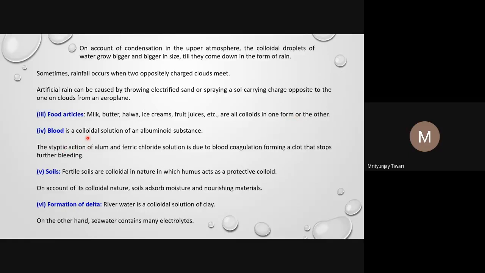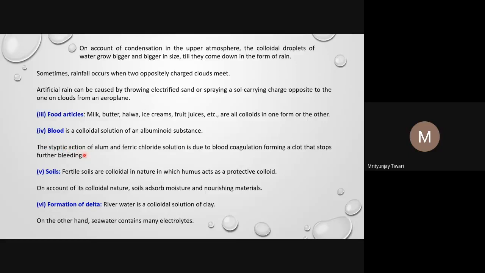Blood is also a colloidal solution. Blood is a colloidal solution of an albuminoid substance. Substances like albumin protein one can call albuminoid substances. Albumin protein forms a colloidal solution, and so blood is a colloidal solution. The septic action of alum or ferric chloride solution is due to the coagulation of the blood. Septic action means it stops bleeding by coagulating blood.